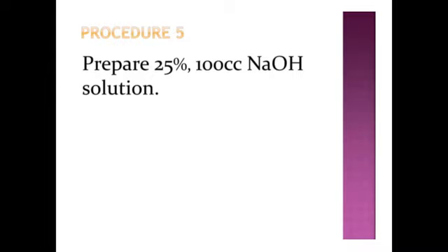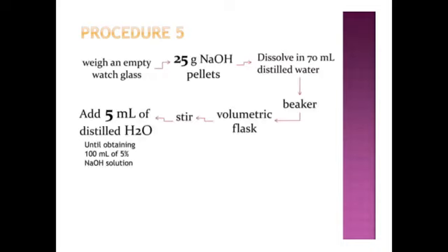Okay, so let's look at base. How we can prepare 25% NaOH solution. We have looked at how to prepare acids generally, but let's look at how we can also prepare base. Now, to prepare 25% NaOH solution in a 100 centimeter cube volumetric flask, what you are going to need is to get an empty watch glass, and then you are going to weigh 25 grams of sodium hydroxide pellet.